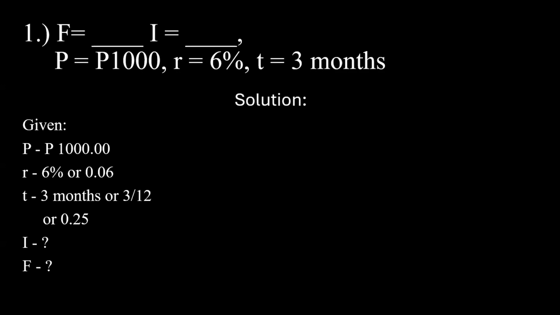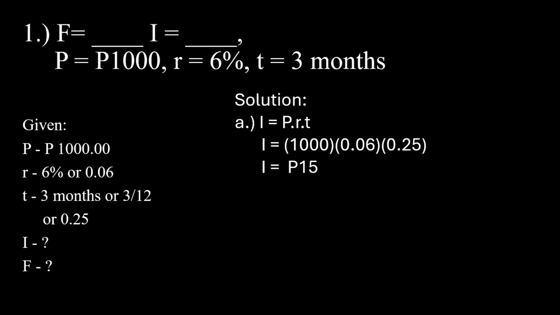So we will solve this. We will begin with solving the interest using the formula I is equal to P times R times T. And we will substitute the values for the principal, rate, and time. So we have here 1,000 for the principal, 0.06 for the rate, 0.25 for the time or the term. We just have to multiply all these 3 numbers, and it will give us an interest of 15 pesos. So the interest for this problem is only 15 pesos.